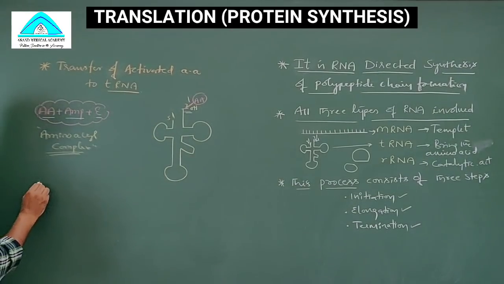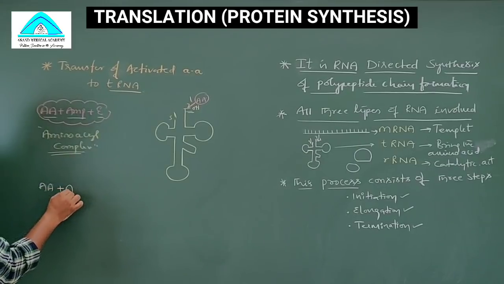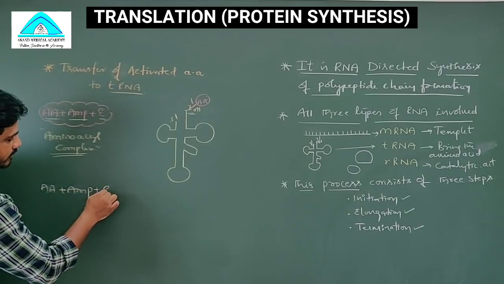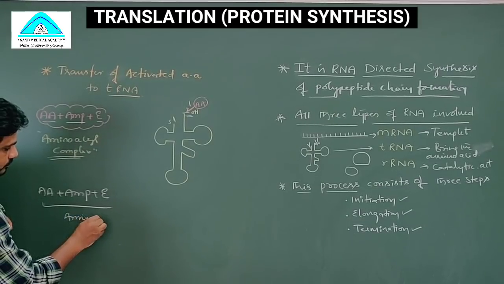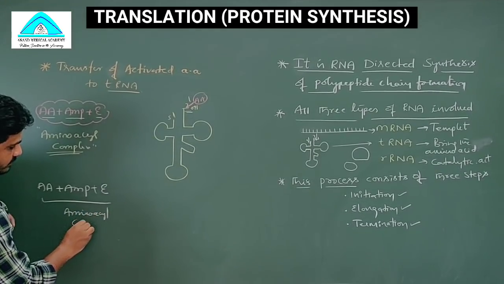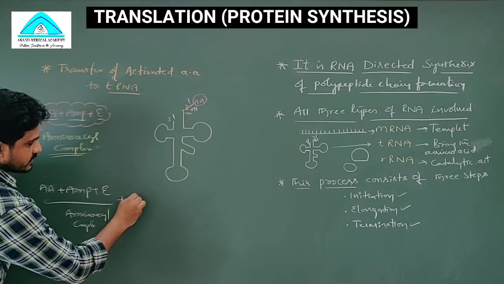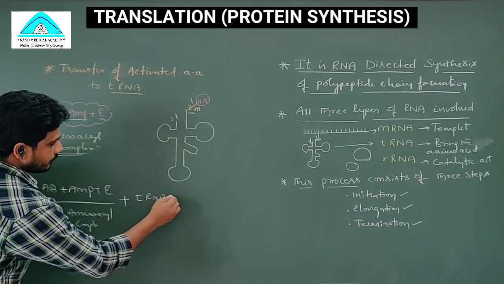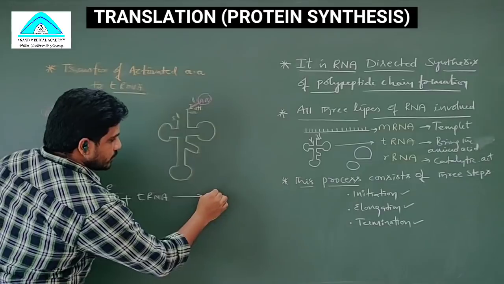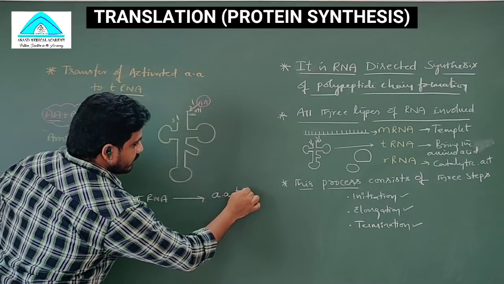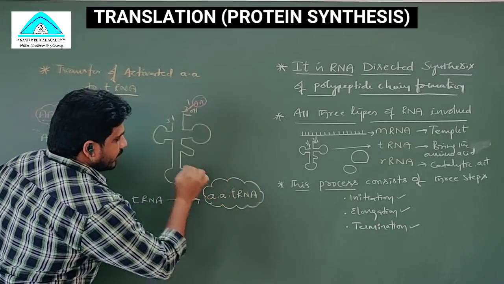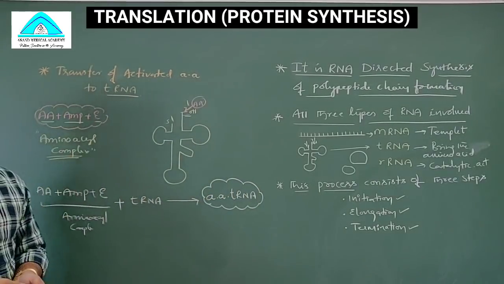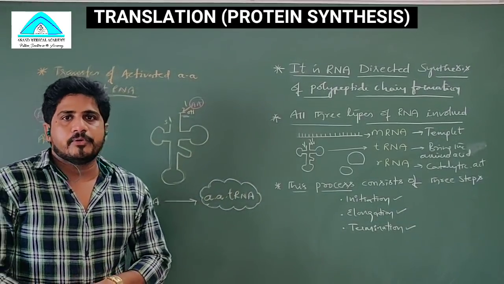That equation, let us see. AA plus AMP plus enzyme all together is called amino acyl complex, plus tRNA, gives rise to amino acid having tRNA. So this is what is called binding or transfer of amino acid to the tRNA. This is the second important step.